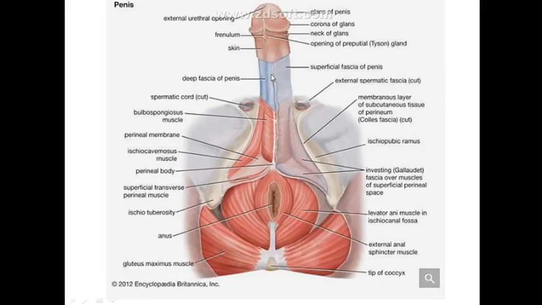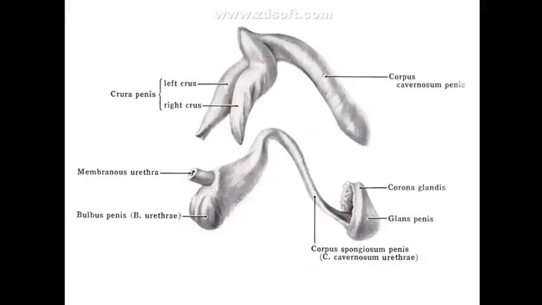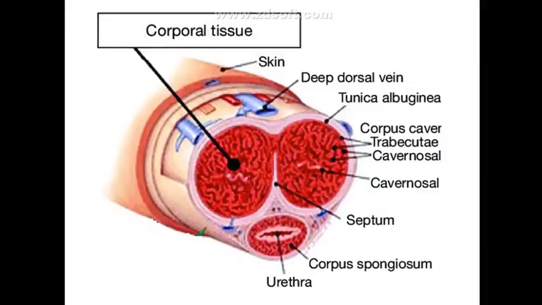Deep to the superficial fascia is the deep fascia of the penis, which is sometimes called Buck's fascia. And deep to this Buck's fascia, you will find the tunica albuginea. So: skin, superficial fascia, which is thin and non-fatty, then the deep fascia of Buck, then the tunica albuginea, which is fibrous tissue surrounding the corpora cavernosa and the corpus spongiosum.